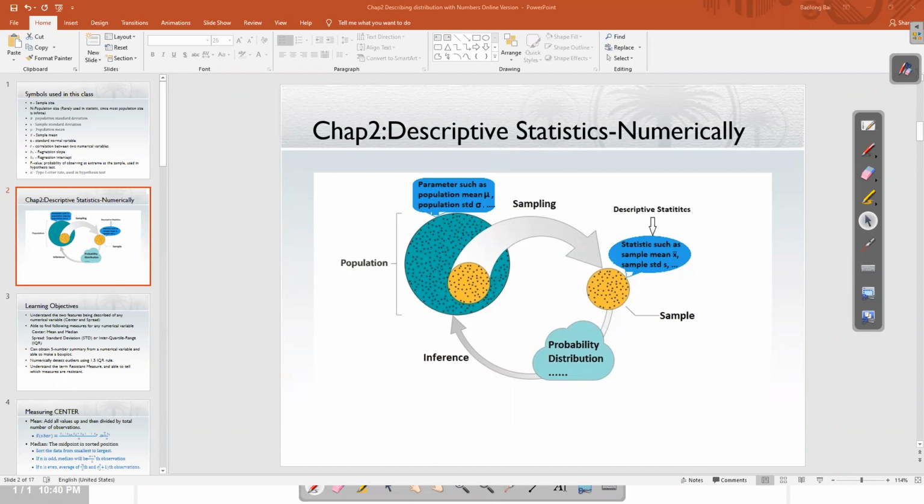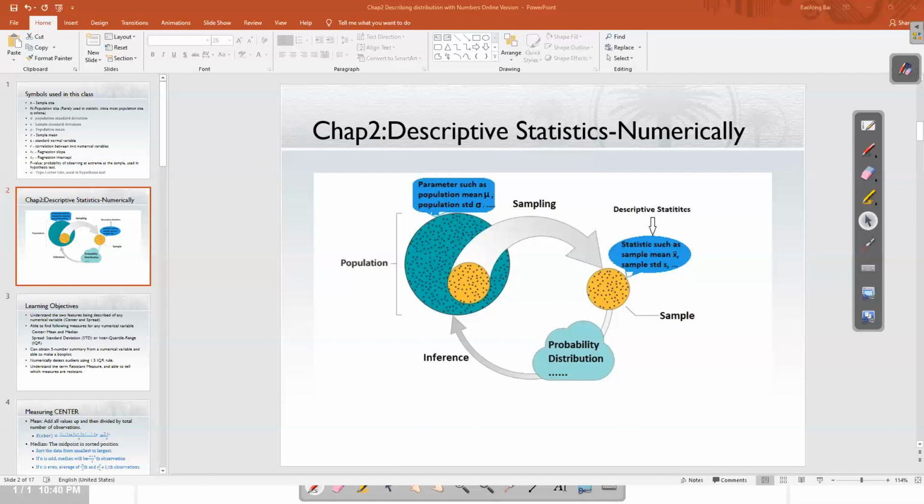Today we're going to continue to chapter 2, describe a single variable using numerical values. So last class, we talked about describing a single variable using a graph. So we learned to use different kinds of graphs to describe different kinds of variables. For example, we use pie chart and bar chart to describe a categorical variable. And then we use stem plot and histogram to describe a numerical variable.